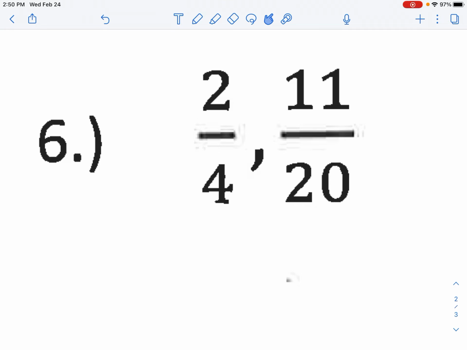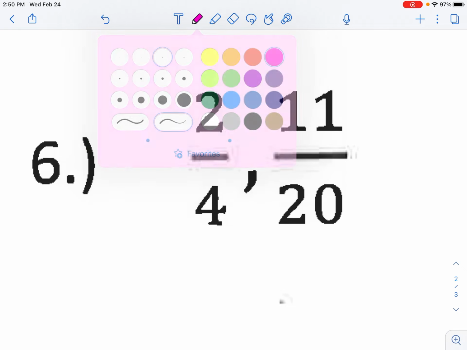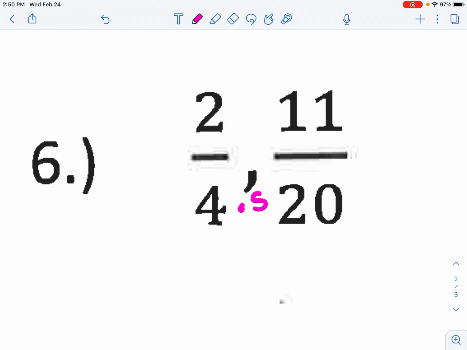2 to 4 and 11 to 20. Okay, so I'm focusing right now on the bottom. That's where my eyes went, because I know that 4 times 5 is 20. Is 2 times 5 11? No.